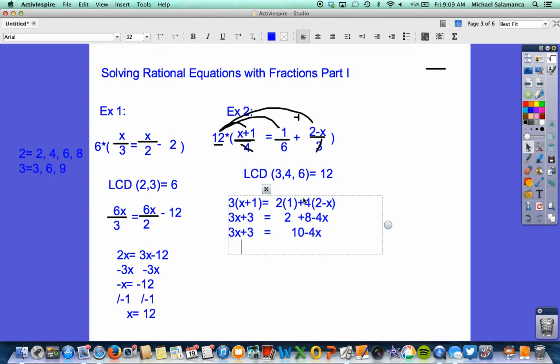I'm going to move the constants to the right, subtracting 3 from both sides. You get 3x equals 7 minus 4x. We're then going to add 4x to both sides because that's the inverse operation of minus 4x. We get 7x equals 7. Divide by 7 on both sides, and we get x equals 1.